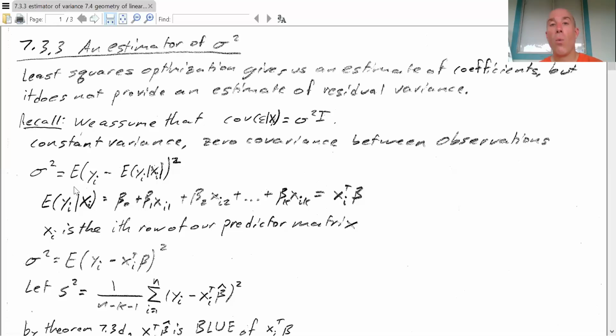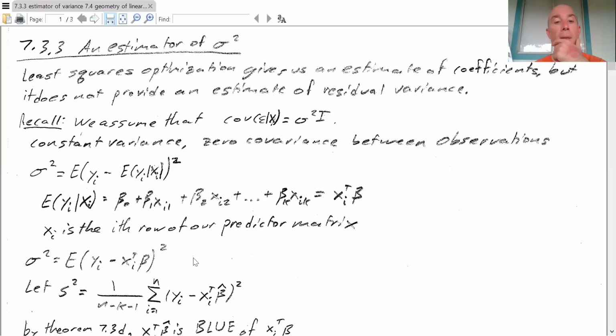All right, so what is the variance term? Well, the variance is the expected value of y minus the expected value of y given x. In a sense, this is going to be similar to our residuals, not quite, but similar. And then I'm going to be squaring it. And our expected value of y given x is just the coefficients times the predictor variables added up. We'll go ahead and write this as x transpose sub i times beta, where x sub i is the ith row of our predictor matrix. So here, this is a row vector, not a column vector.